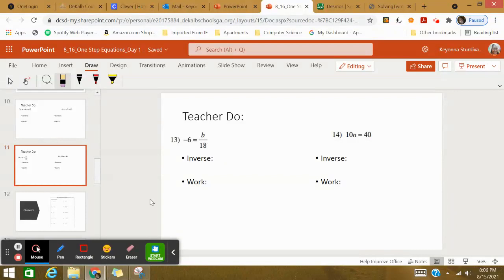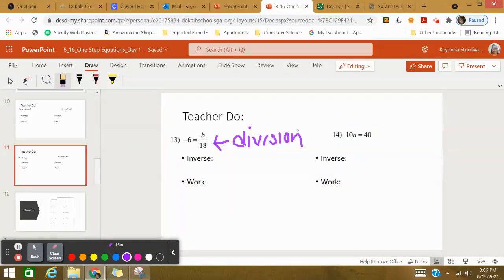So the very first thing, again, I'm going to do is identify what my inverse will be. So right now, looking at this fraction, I know that I'm looking at division, okay? And the inverse of division is multiplication. So I know for a fact my inverse will have to be that I need to multiply. So -6, I'm going to rewrite the problem. -6 is equal to b over 18. And then I'm going to solve for b.